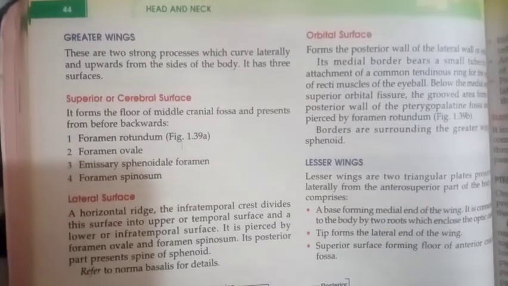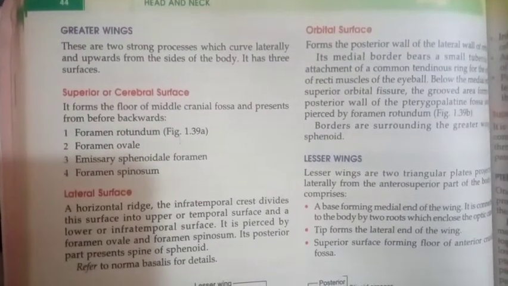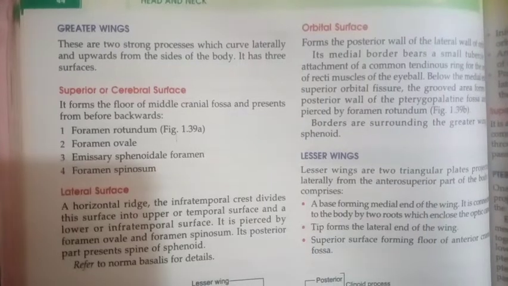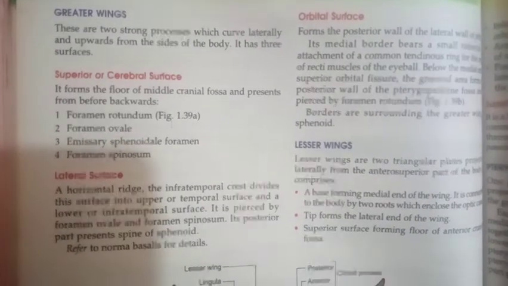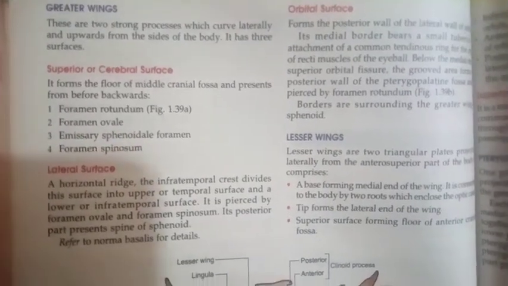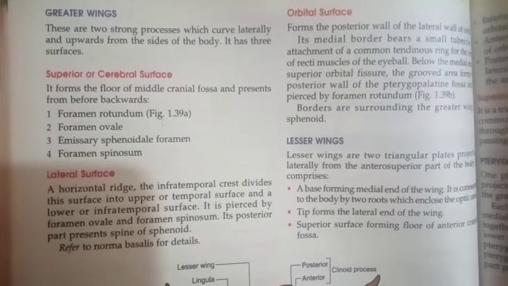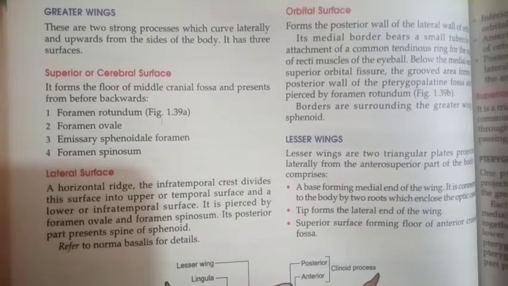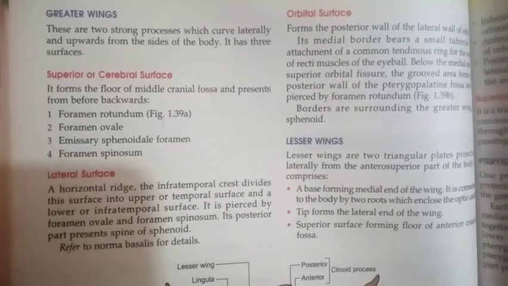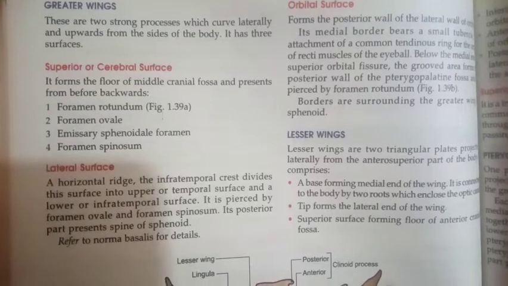Greater wings. They are two strong processes which curve laterally and upward from the sides of the body. It has three surfaces. Superior or cerebral surface: it forms the floor of the middle cranial fossa and presents, from before backward, foramen rotundum, foramen ovale, emissary sphenoidal foramen, and foramen spinosum.